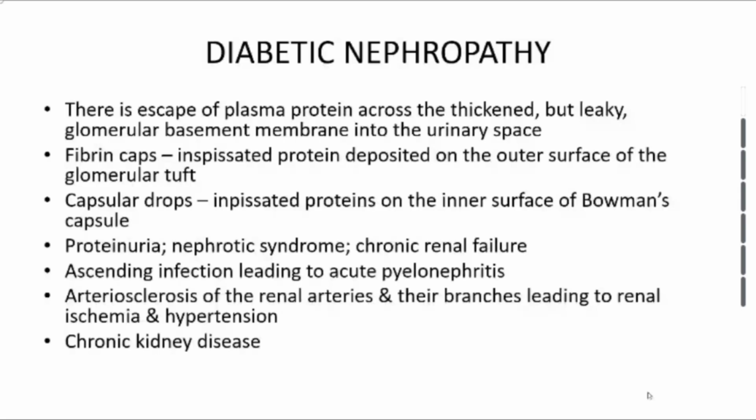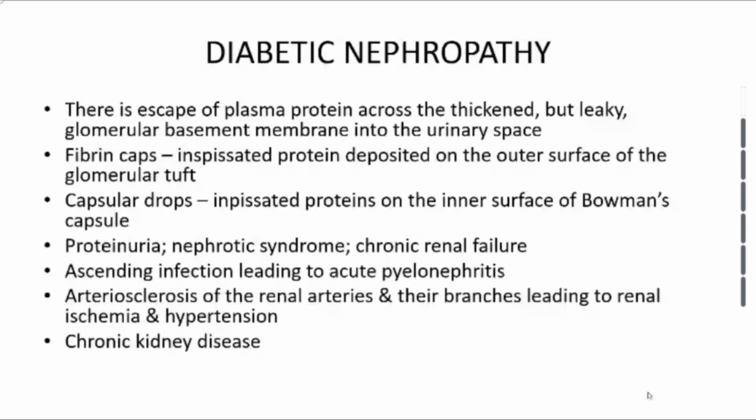Of course, there will be proteinuria also. It's likely to have nephrotic syndrome. As we are saying, nephrotic syndrome is likely to be present in many kidney conditions. Also, there will be chronic renal failure. There is likelihood of ascending infection leading to acute pyelonephritis. We are referring to infection in the bladder that ascends through the ureters and gets into the kidney, and so finally causes pyelonephritis, which is infection of the kidneys.